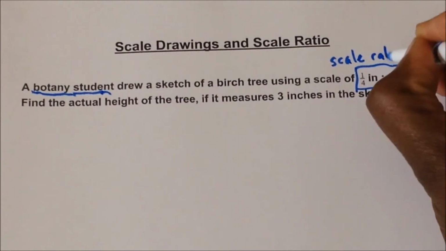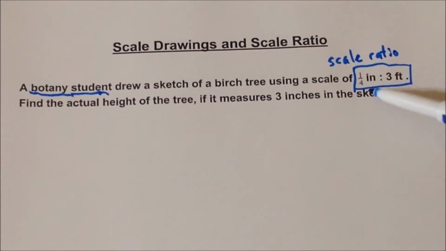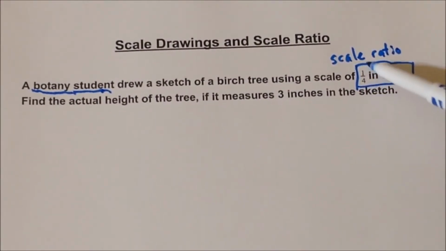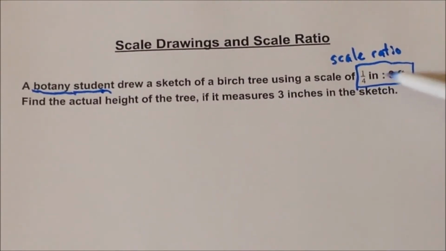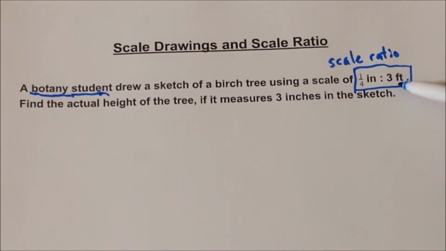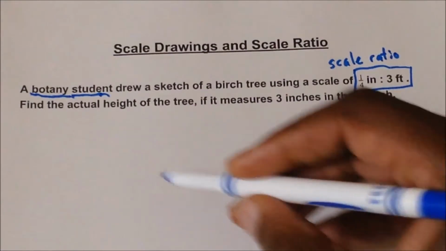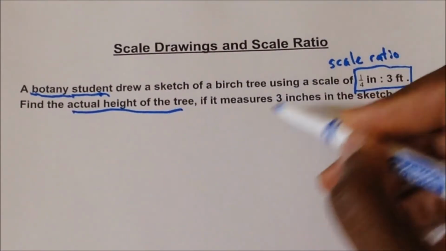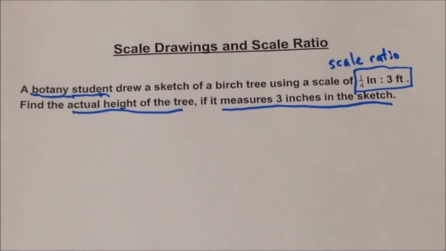It's a ratio, and the thing about it is that it has two different units. This is inches, this is feet. So what makes it a scale ratio is that two different quantities or units are being used here. Now what we're going to do is find out the actual height of the tree when it measures 3 inches in the sketch.